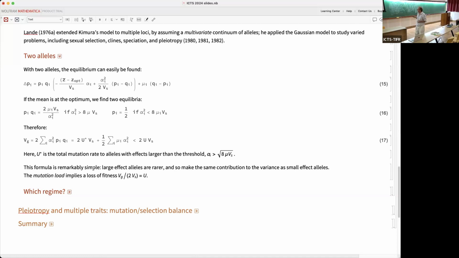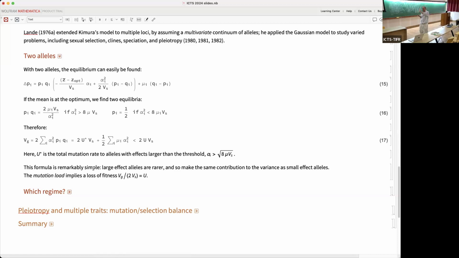And what you find is that basically there are a large number of stable equilibria. The ideal state, if the optimum is in the middle, is for half the loci to be fixed for the plus allele and half for the minus allele. But actually you can have 40% of them for plus and 60% of them for minus, and it'll still be stable. There's a narrow window in which you get stability, and it's all a bit complicated, but in the end what it boils down to is that all of the stable equilibria have the mean very close to the optimum. Selection is really effective at keeping the mean at the optimum.